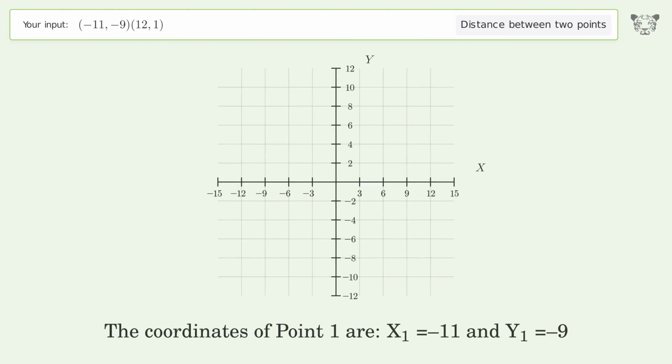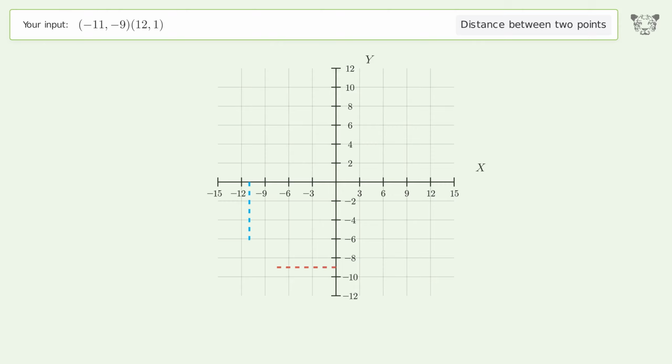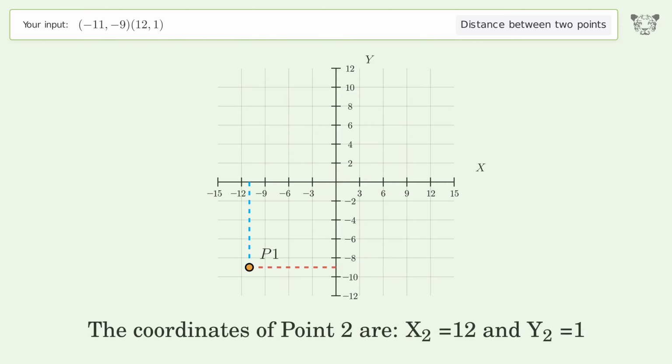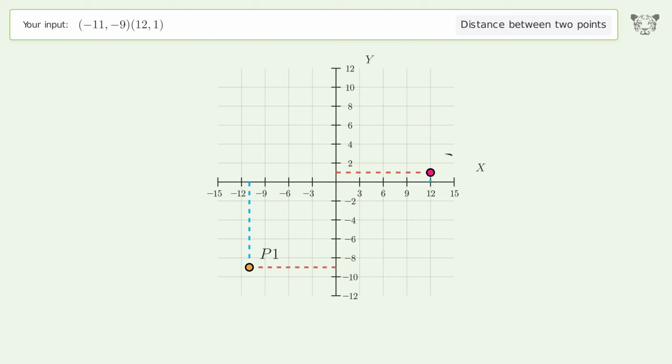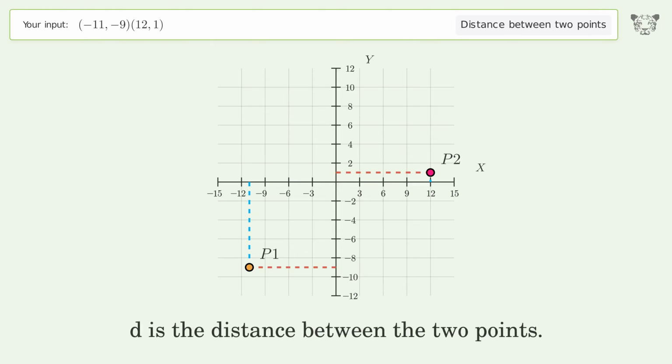The coordinates of point 1 are, x1 equals -11 and y1 equals -9. The coordinates of point 2 are, x2 equals 12 and y2 equals 1. D is the distance between the 2 points.